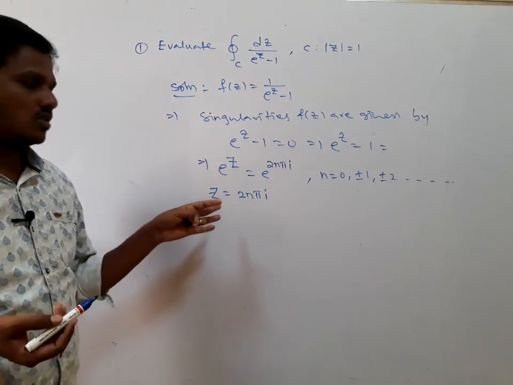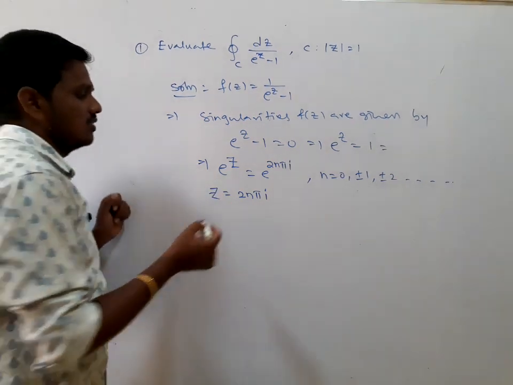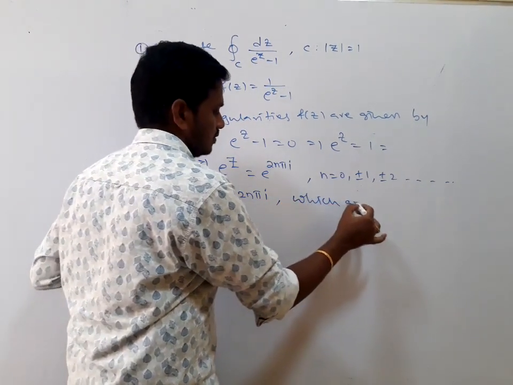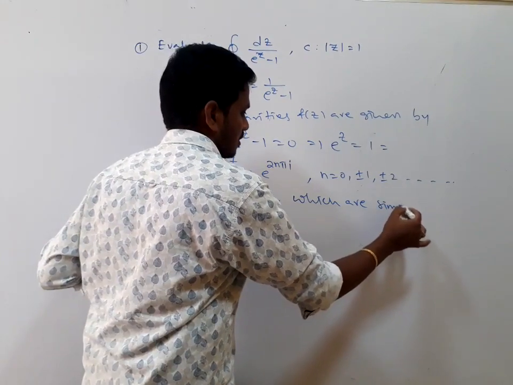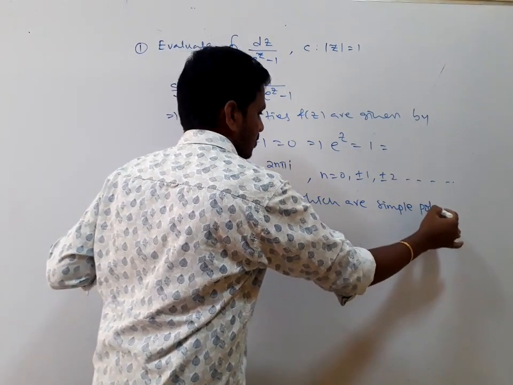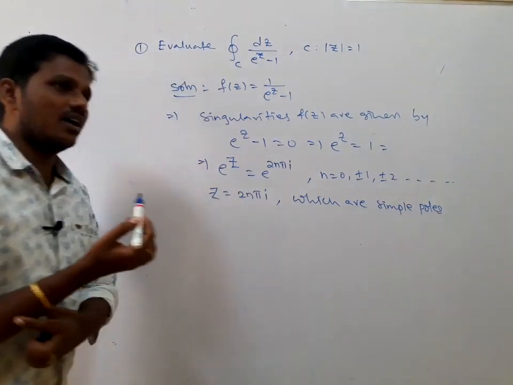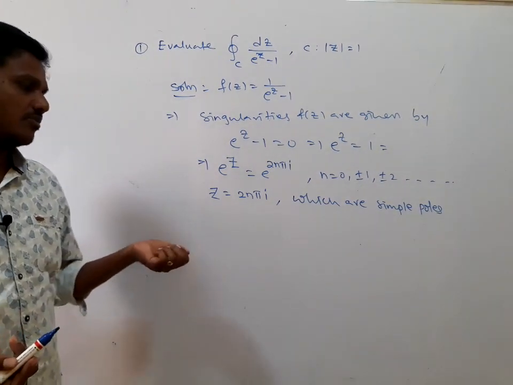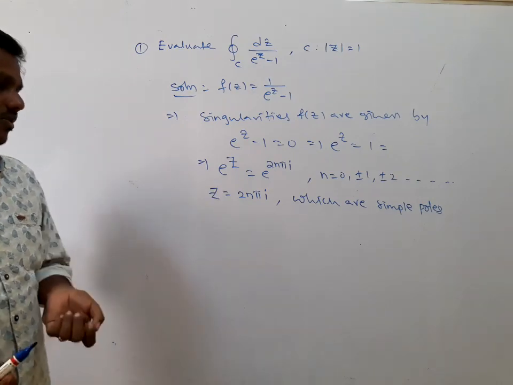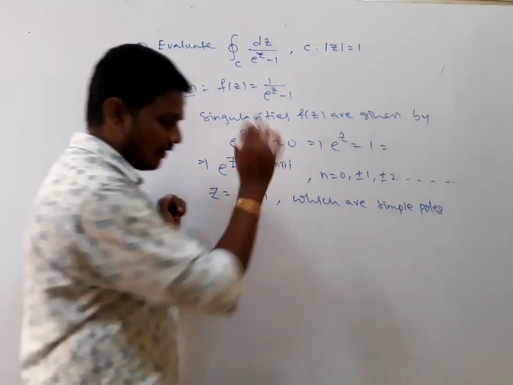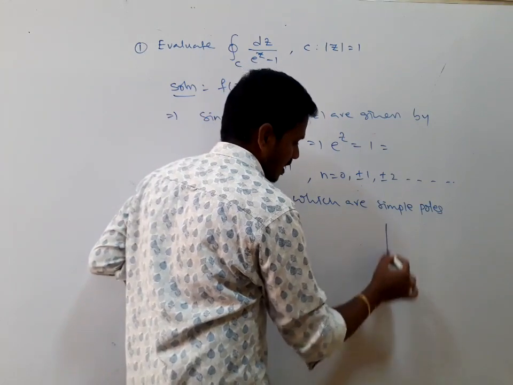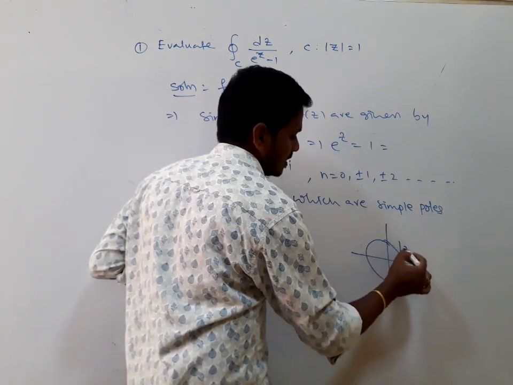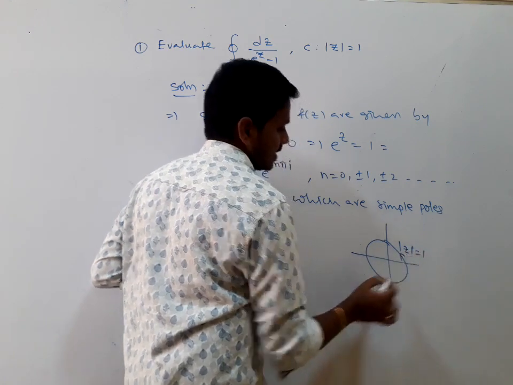Not repeated, so they are the simple poles. Is it possible to identify them? We may find the residue at each and every simple pole. In the last class we also did some problems, but now I am going to concentrate on our region. Our region is mod z equals 1, which is a circle.